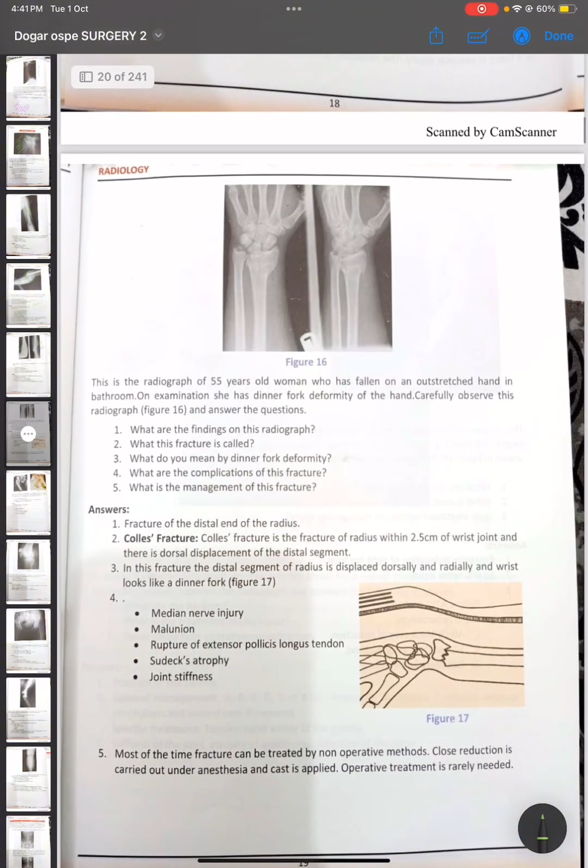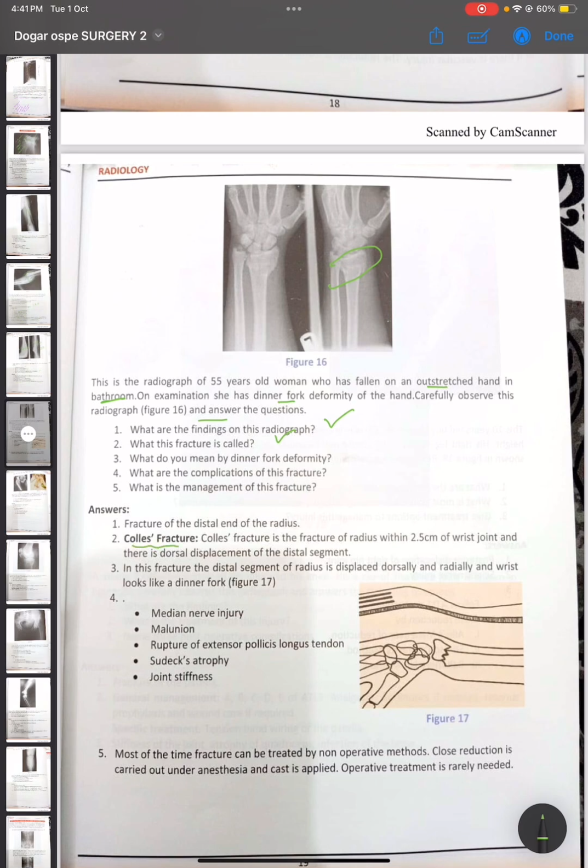Moving to our next, this is a radiograph of a 55-year-old woman who has fallen on an outstretched hand in the bathroom. On examination, she has a dinner fork deformity of the hand. Carefully observe this radiograph and answer the questions. What are the findings on this radiograph? Fracture of the distal end of the radius. Here is a fracture of the distal end of the radius. What is this fracture called?